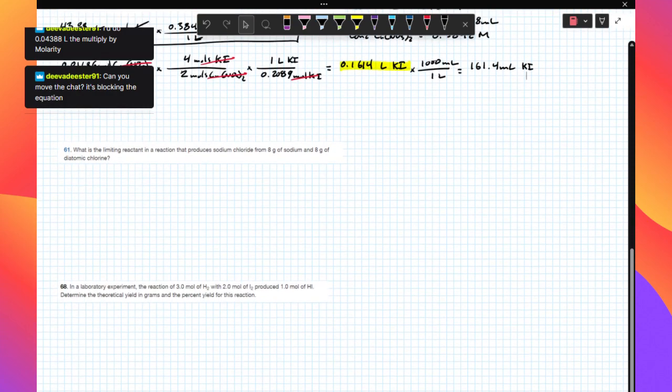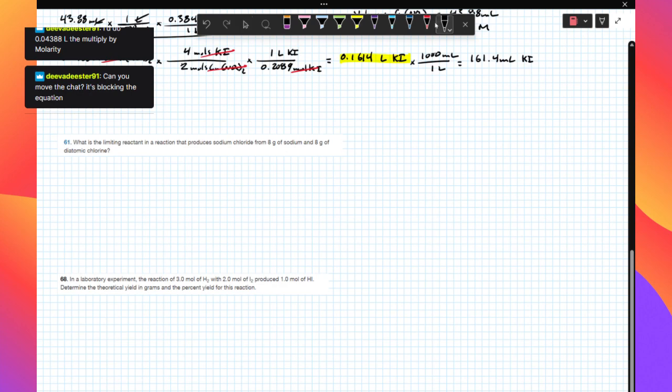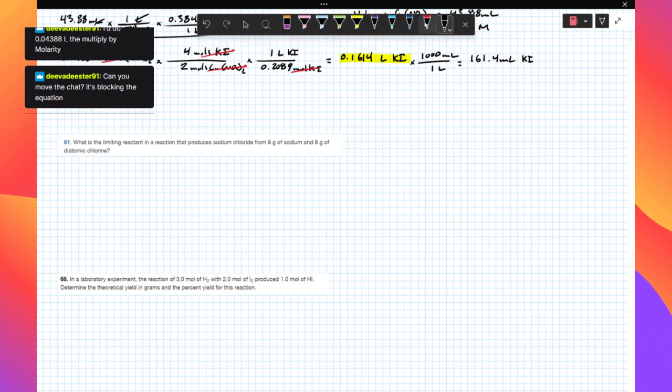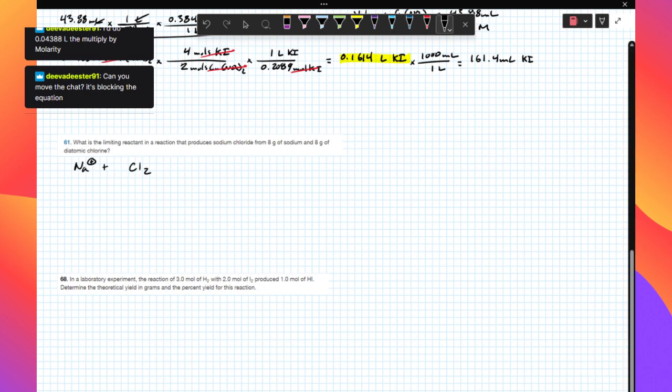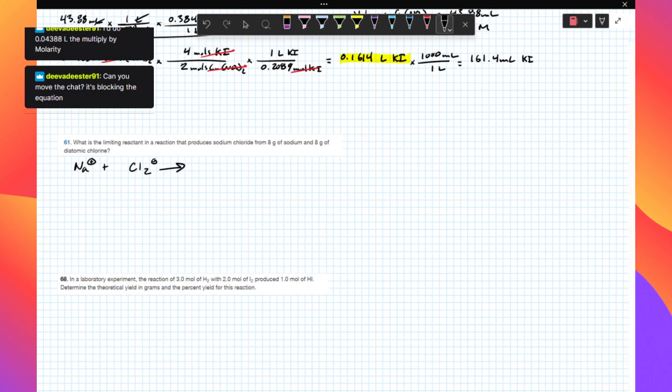All right, moving on to 61. I'll try and keep it centered this time. What is the limiting reactant in a reaction that produces sodium chloride from 8 grams of sodium and 8 grams of diatomic chlorine? So they were kind enough to give us a starting point for our balanced chemical equation here, but we're given masses, which at the moment doesn't seem super helpful, but we'll get there.